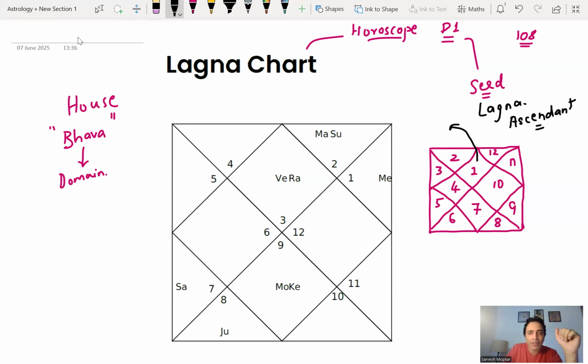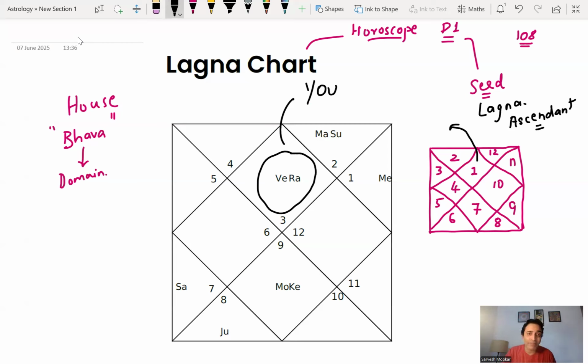Now, my dear friends, the first house is the most important house in your chart. I'll repeat, the first house is the most important house because the first house is you. You, your body, your mindset, your mental setup, your mental condition, your approach, your attitude towards life, your bodily features, your height, your weight, your health, not diseases, your health in general. So basically, first house gives away a lot of idea about your life.